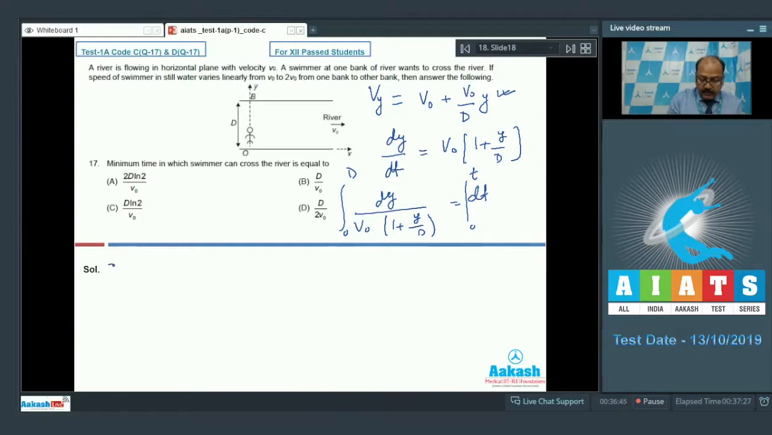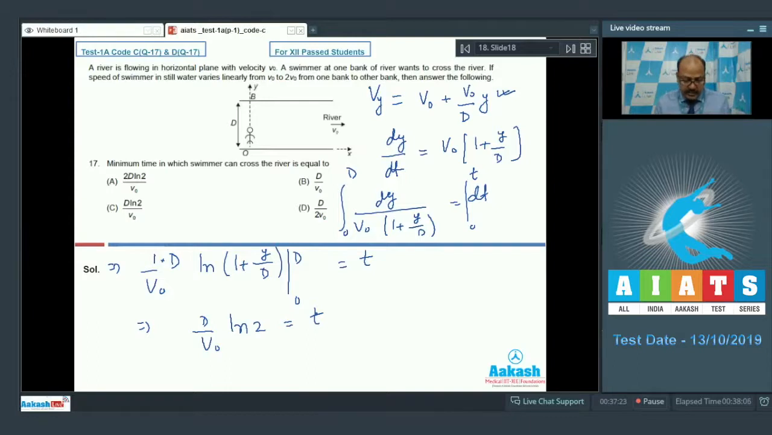Integrating, we get 1 by v0 ln 1 plus y upon d, and the coefficient of y is 1 by d, so we divide by 1 by d, so d will come in the numerator now. The limits are 0 to d equals t. Further simplifying, we get d by v0 into ln 2 minus ln 1, ln 1 will be 0, so d by v0 ln 2 equals t.